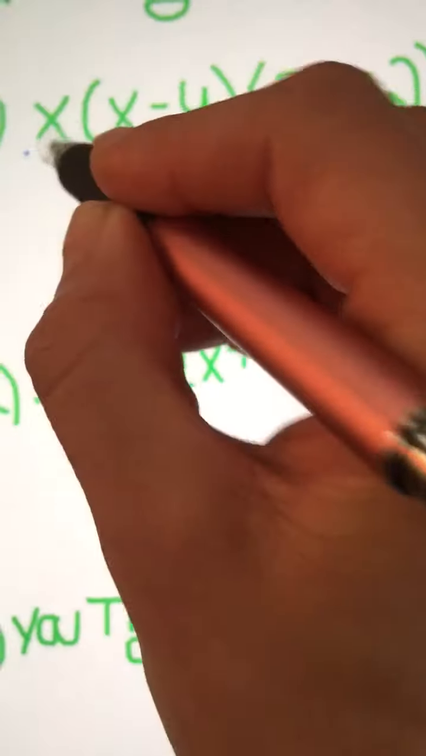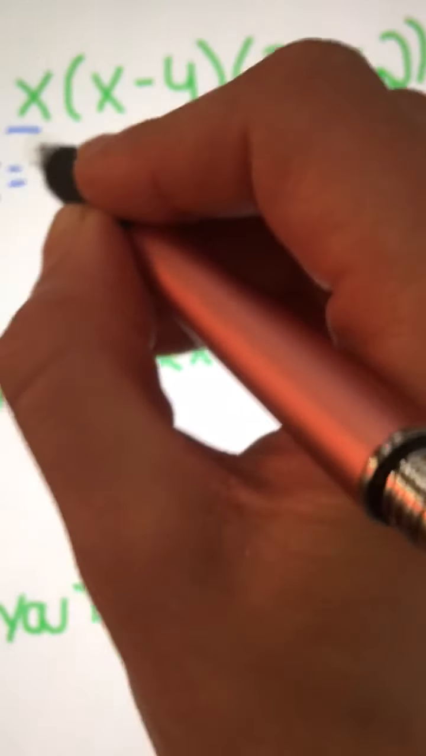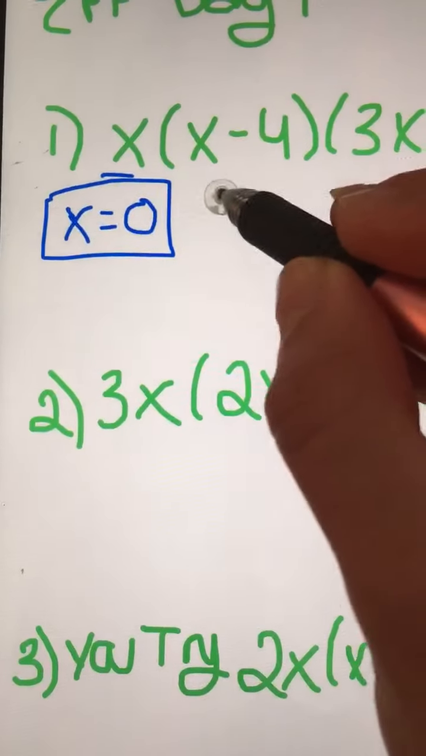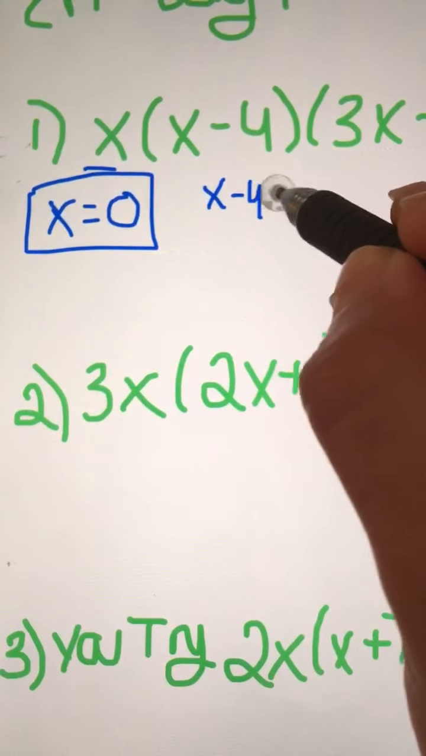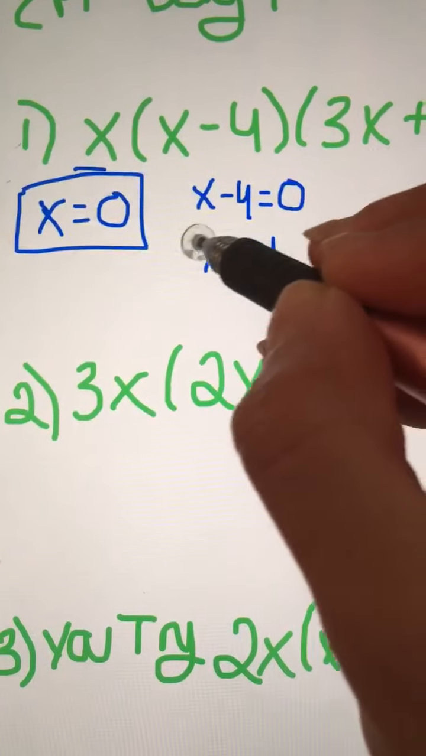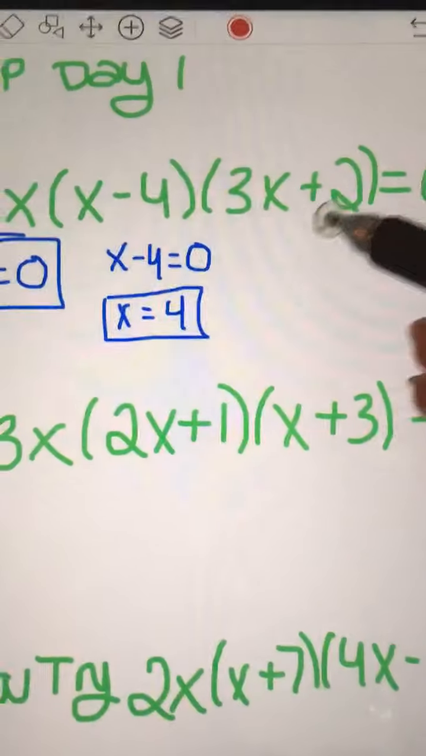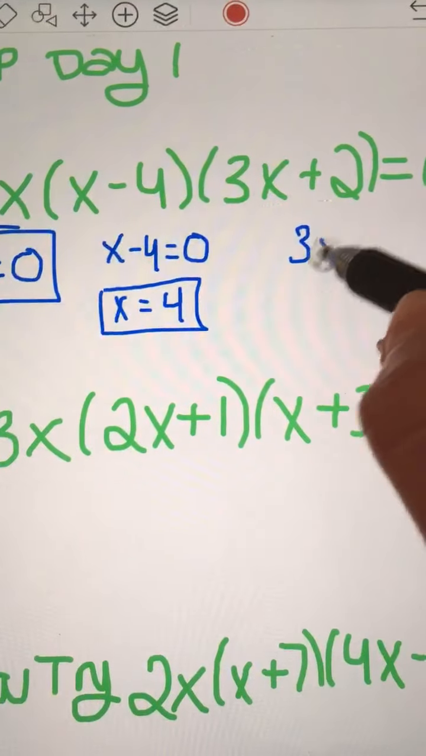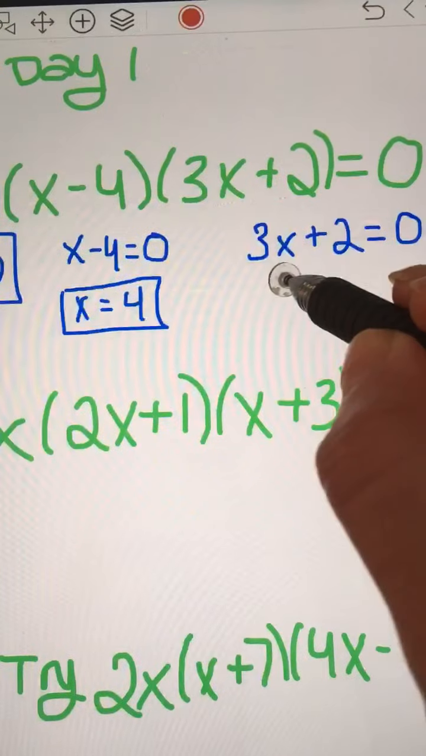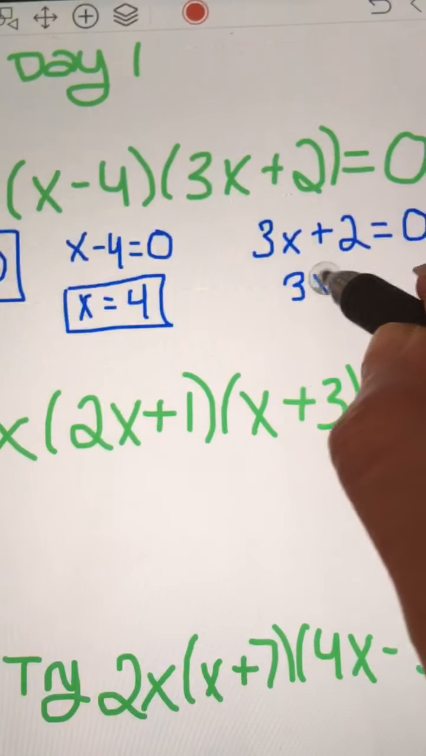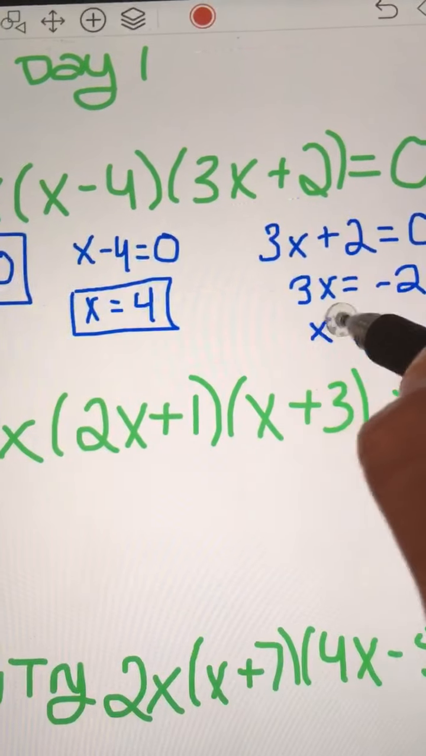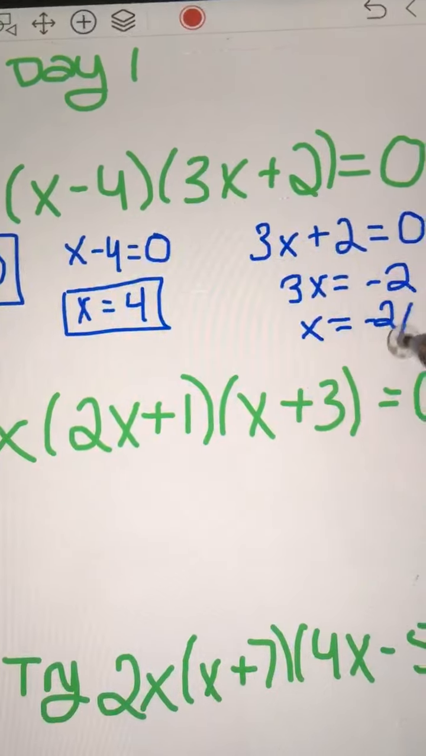Okay, so your first one will just be x equals 0. That's one of your answers right away. Then you have x minus 4 equals 0, which would give you x equals 4 when you add 4 to both sides. And your last one would be 3x plus 2 equals 0, which would give you 3x equals negative 2. And then divide both sides by 3, so you have x equals negative 2/3.